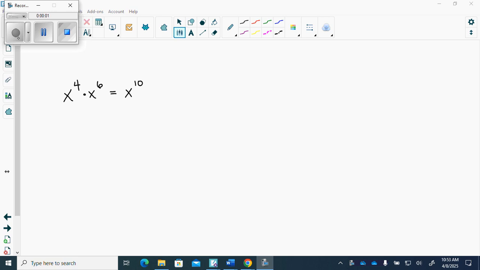x to the 10. Now, what if I do this? Two bases, two exponents. What am I going to do with them? Still add them. So I'm going to get x to the 4 plus 3x plus 7. And I get x to the what? 3x plus 11.